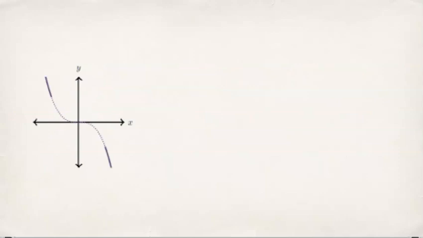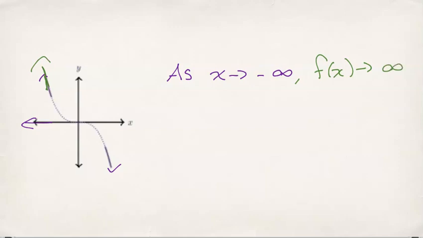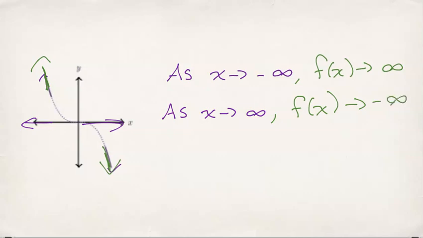And this one is the same idea, just flipped. So as x approaches negative infinity on this graph, okay, as it goes left, my function, say f of x, approaches, and it's going up, infinity. As x approaches infinity, as x goes to the right, my function is going down to negative infinity.